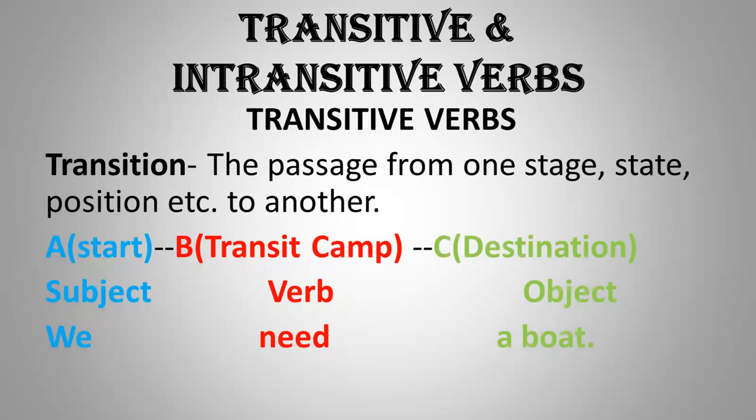When we come to transitive verbs, the journey is not completed unless we move to our destination, that is the object. For example, we need a boat. When we say we need, the sense is not complete, and when we move forward to a boat, then the sense gets completed and we get our complete meaning.